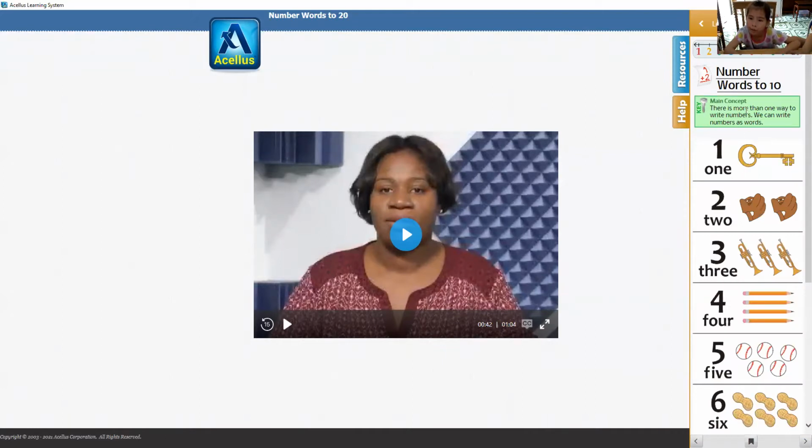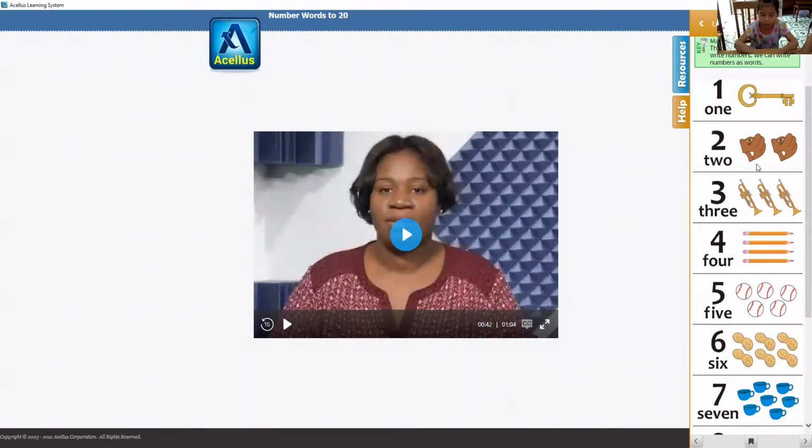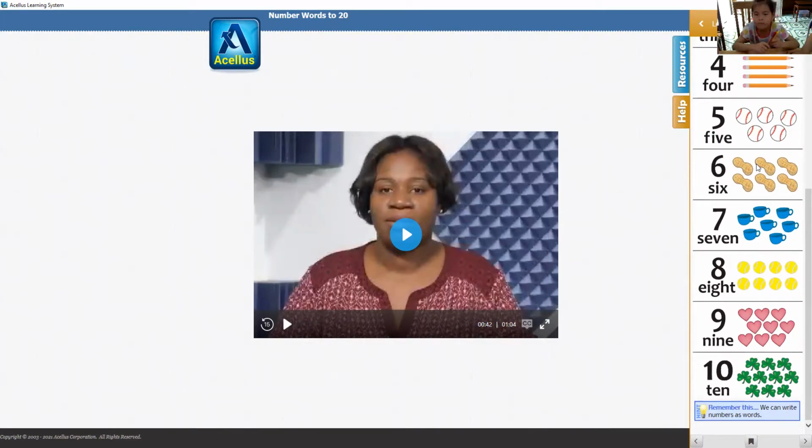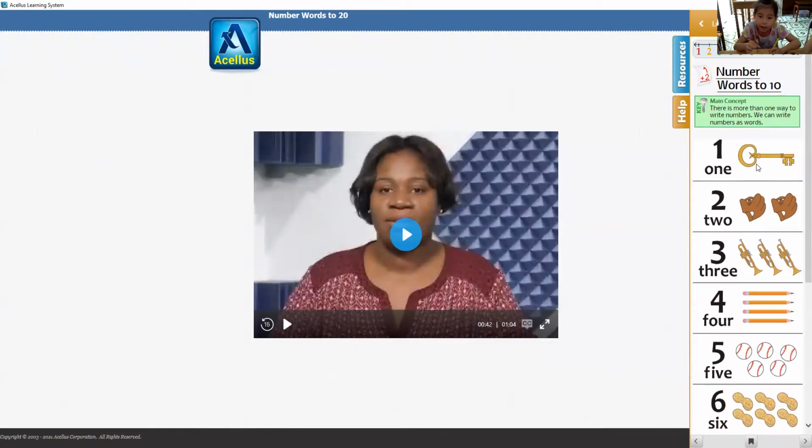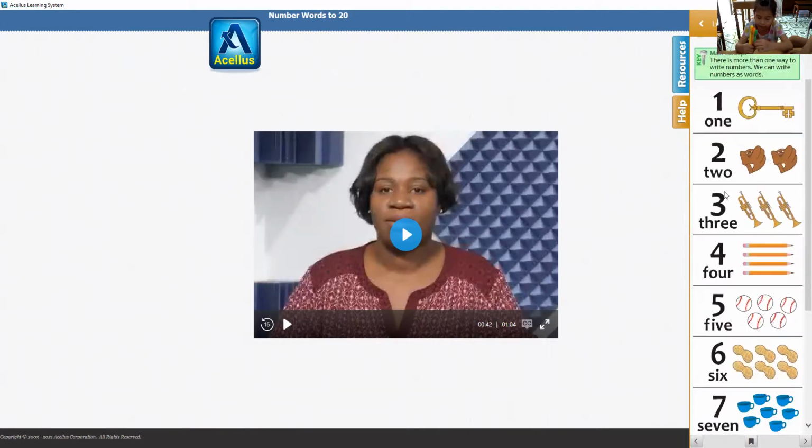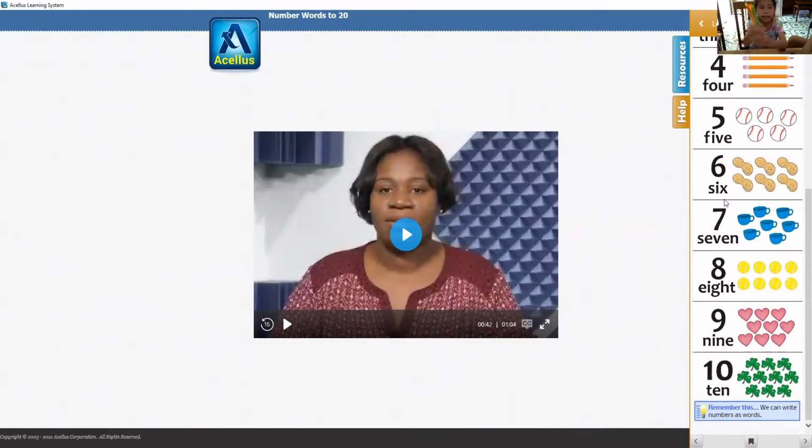Number words to 10. Main concept. There is more than one way to write numbers. We can write numbers as words. One, two, three, four, five, six, seven, eight, nine, and ten. I have 10 pens. Remember this. We can write numbers as words.